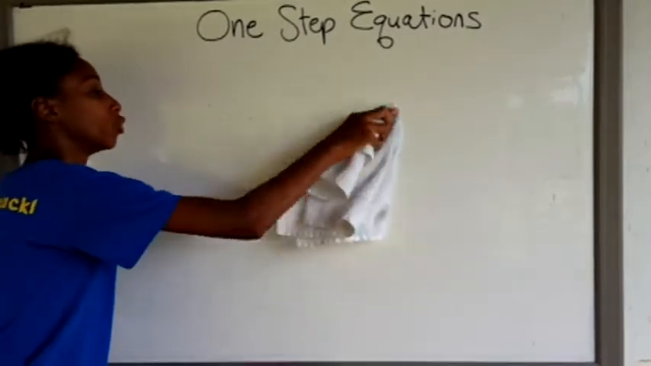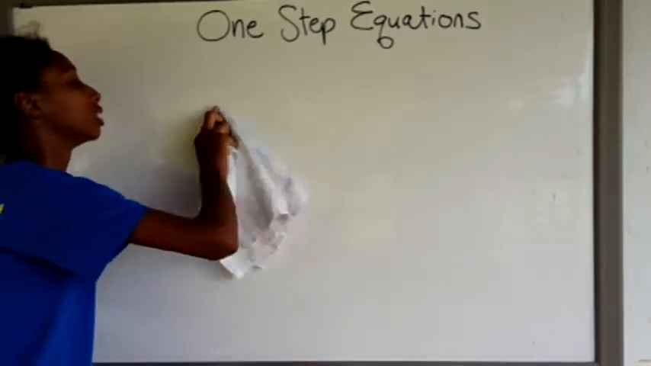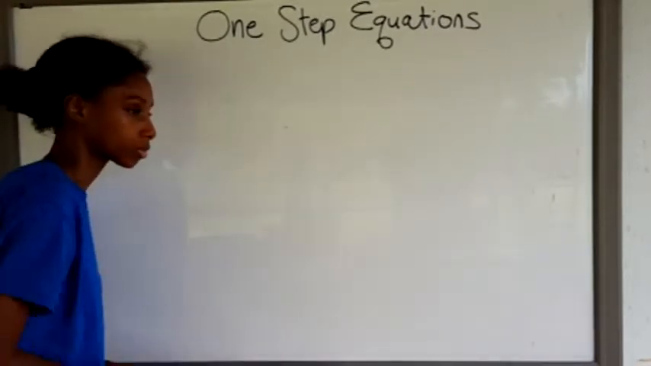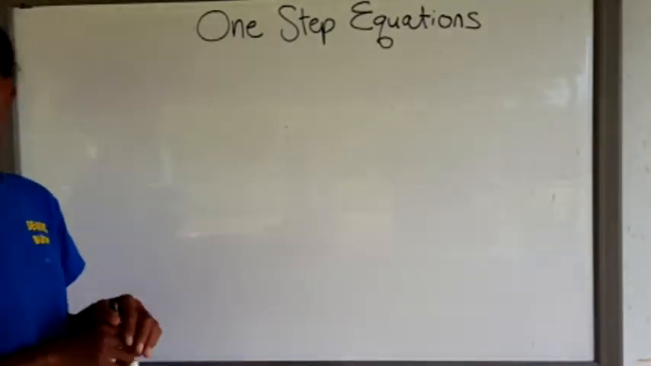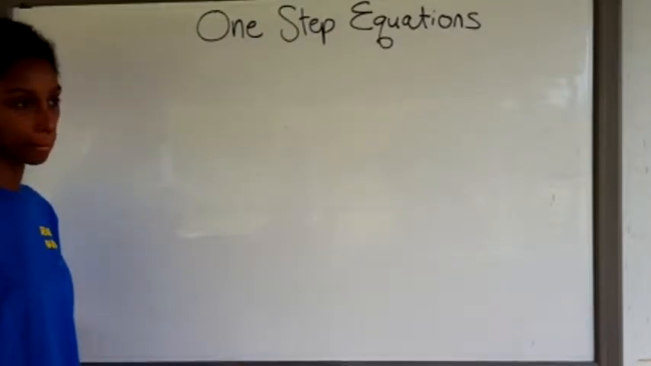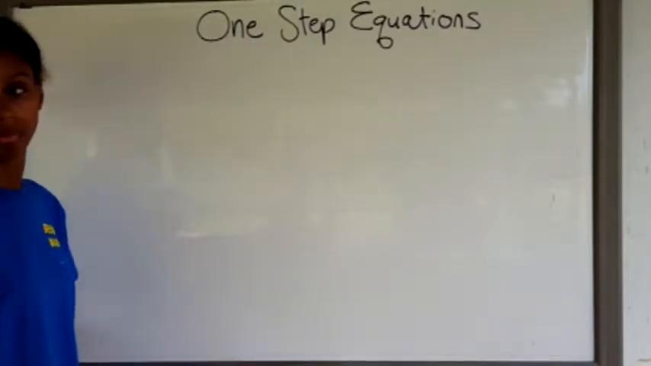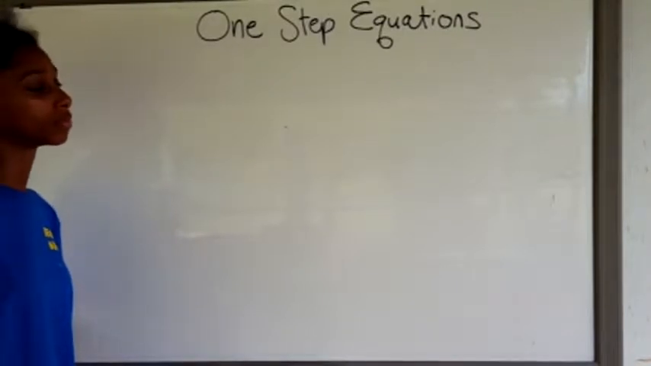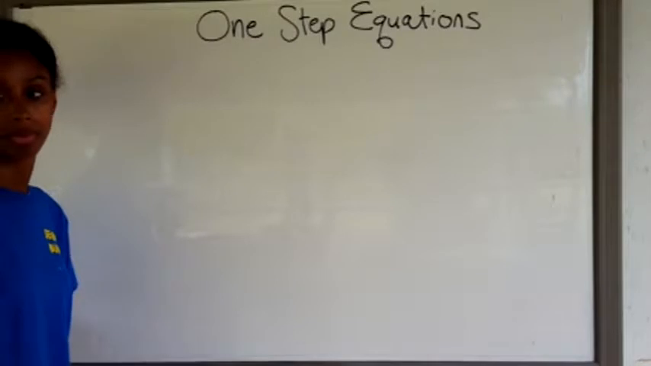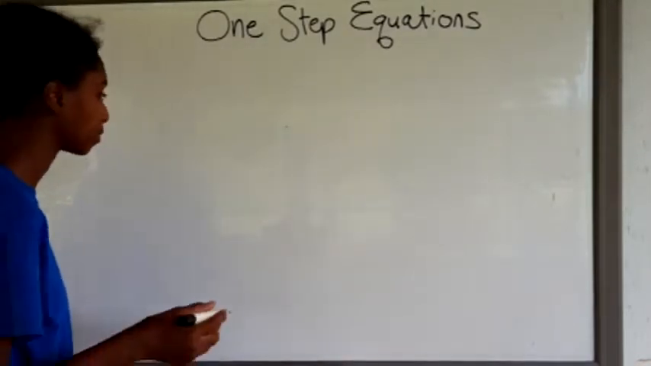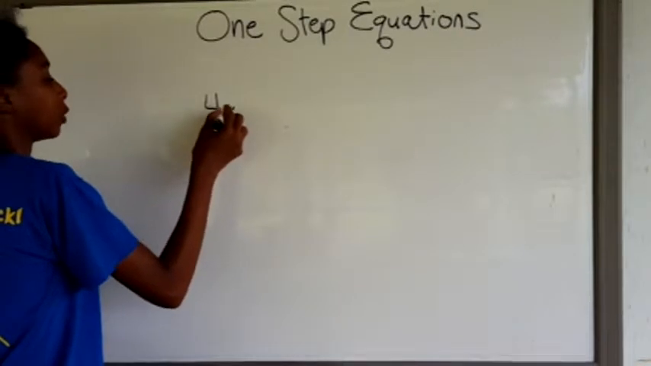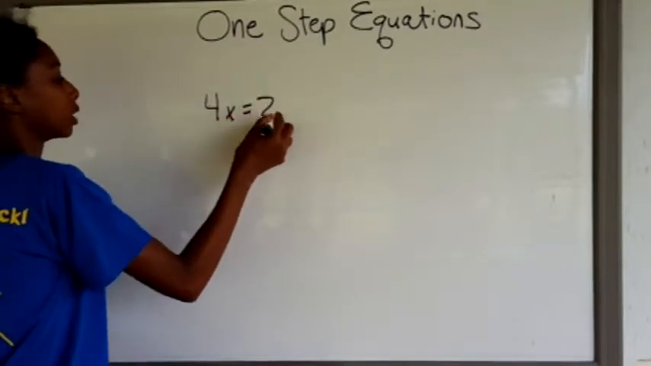So the idea is to move things to get x alone. So, alright, what's next? Multiplication problem. With the multiplication problem, we get rid of the number by dividing on both sides. For example, consider the following example. 4x equals 20.